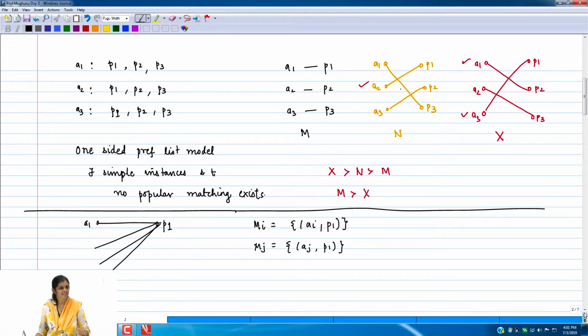What about this instance, the first instance that we saw? What happens when we execute our algorithm on this? Our algorithm should also be able to say that the instance does not admit a popular matching, right? Because there are instances which do not admit a popular matching. So when will you say that the instance does not admit a popular matching?